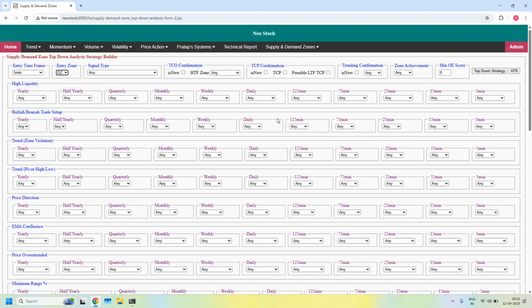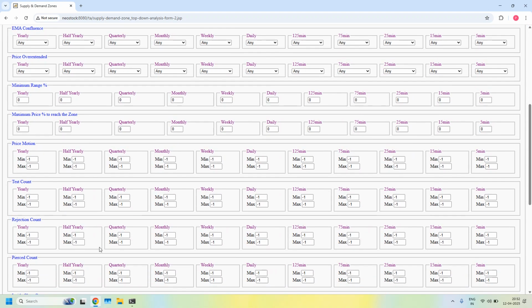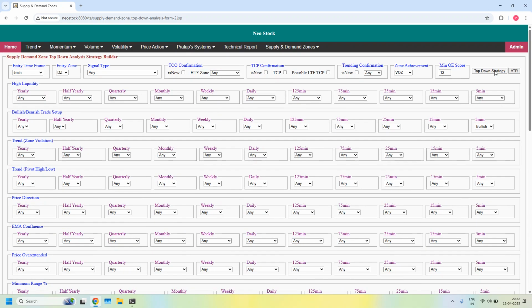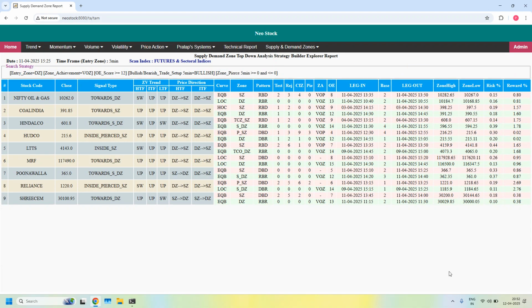In bullish or bearish trade setup at 5 minutes time frame, I am selecting bullish. And zone achievement should be violated opposing zone. Minimum order enhancer score 12. And 5 minutes demand zone should not be pierced. So in the pierced count at 5 minutes time frame, I am setting minimum value 0, maximum value 0. With these filters, we got 9 stocks.